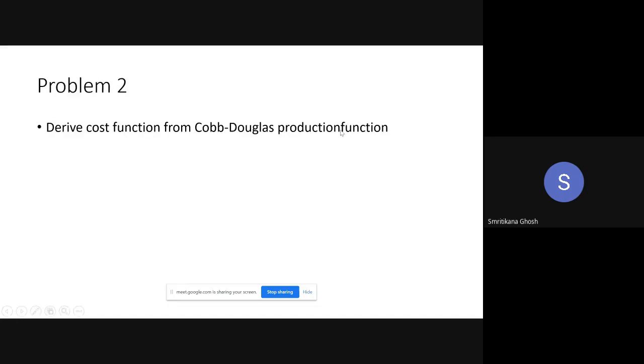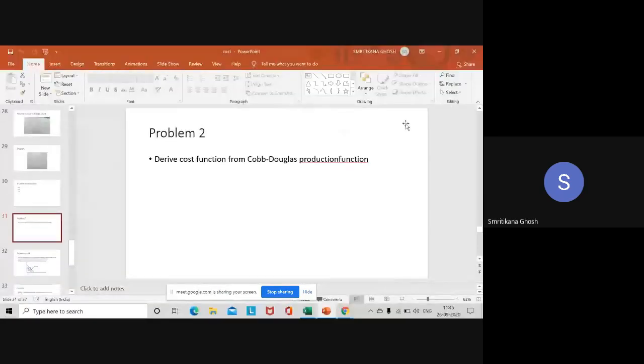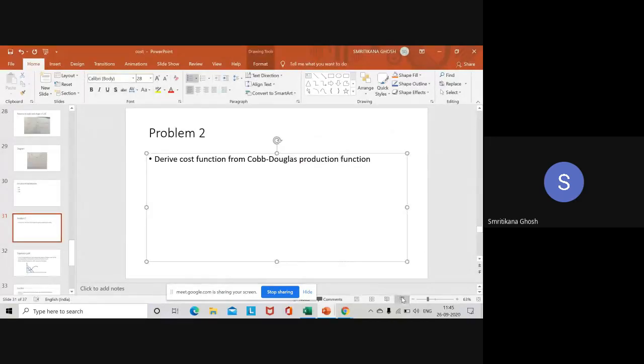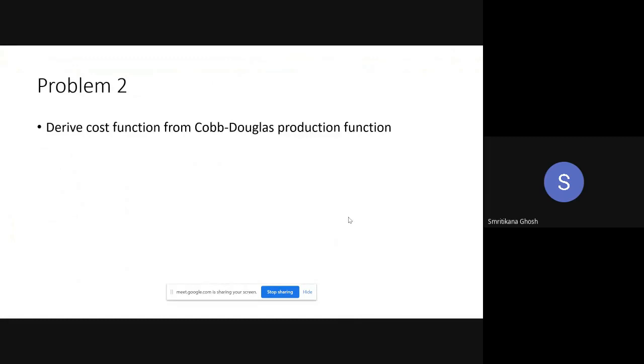Now I am going to this question. Look at the question. Derive the cost function from Cobb-Douglas production function. So this is how you can get your cost function. This is actually the bridge through which you can come from your production analysis to cost analysis.